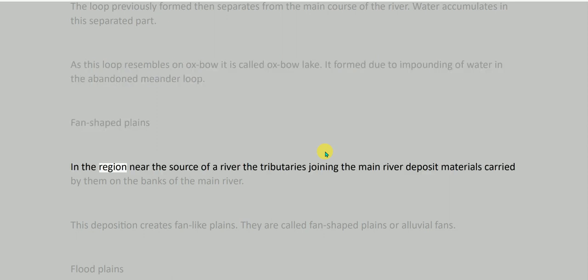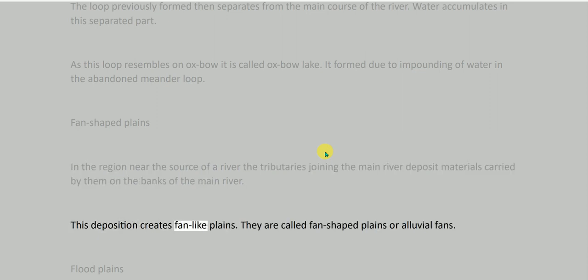Fan-shaped plains in the region near the source of a river. The tributaries joining the main river deposit materials carried by them on the banks of the main river. This deposition creates fan-like plains. They are called fan-shaped plains or alluvial fans.